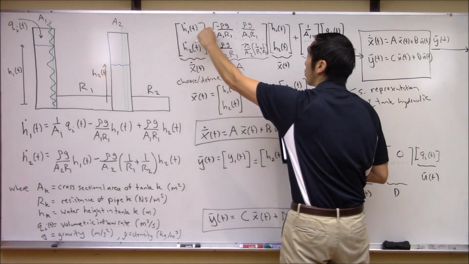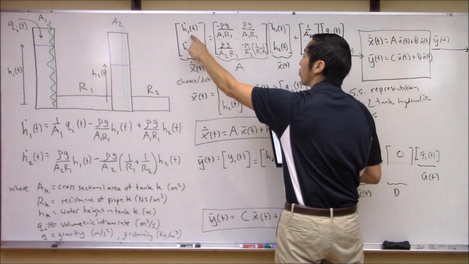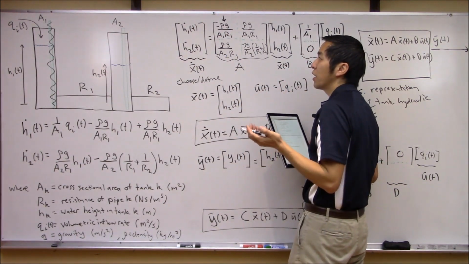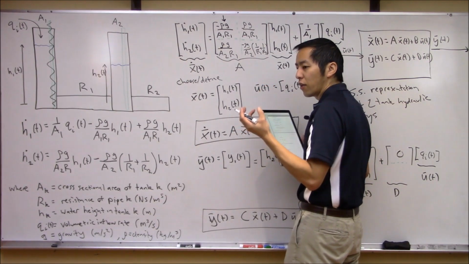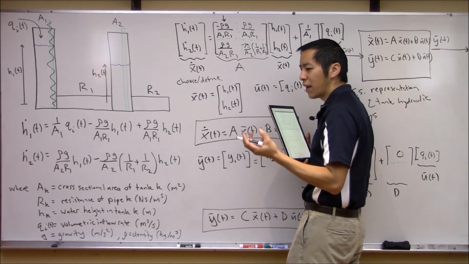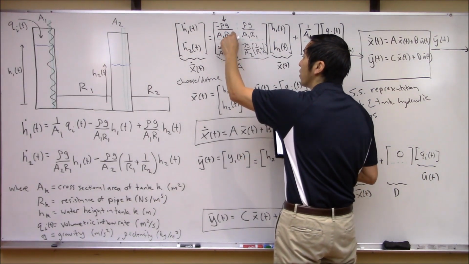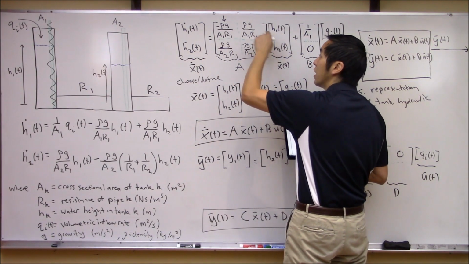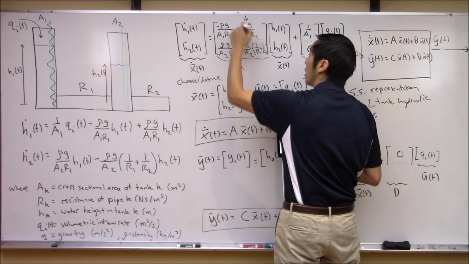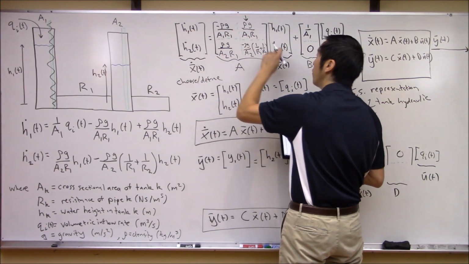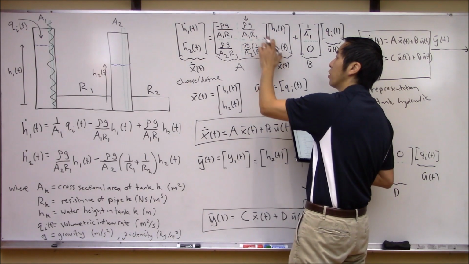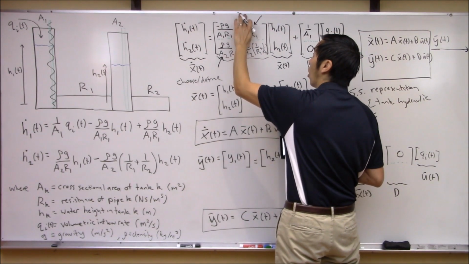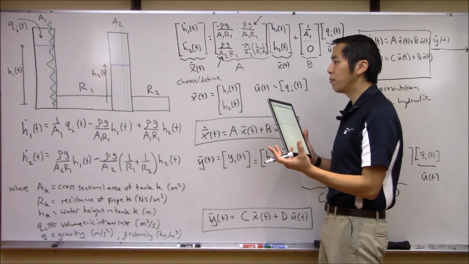So we see that this top row relates to H1 dot. This first entry here, the A11 term, you can think of as how tank 1's own state influences itself, because this term talks about how H1 dot is influenced by H1. This A12 term is talking about how H1 dot is influenced by H2, because that's how they get multiplied. So these off diagonal terms are measuring this coupling between the two states.